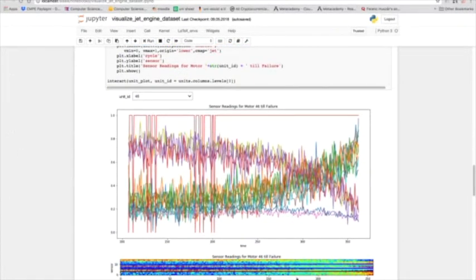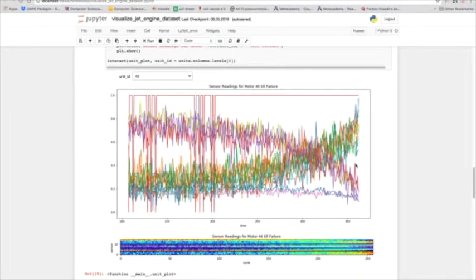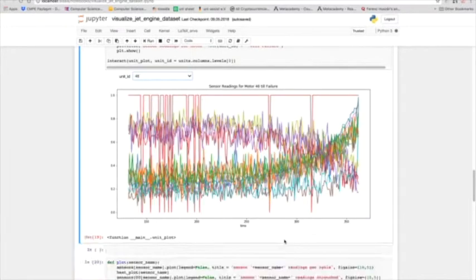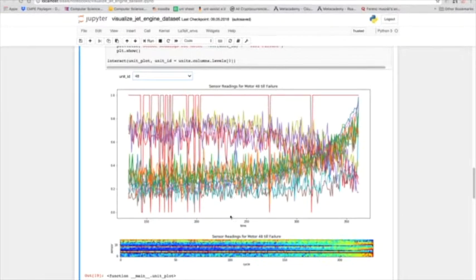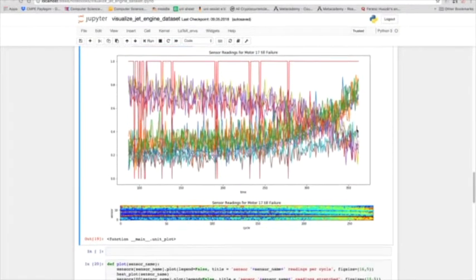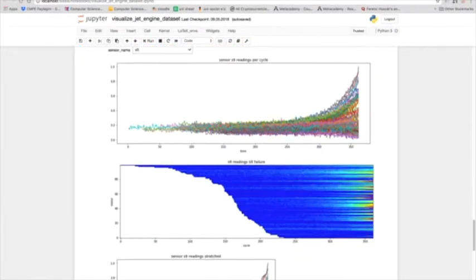Here are some further visualizations of the data. Here is how the 28 sensors, each with a different color, change in a motor's sensory recordings. Starting from the healthy state here and going to failure here, we see some sensors are positively correlated, some negatively correlated, and they follow a pattern. We try to capture this pattern in our models.